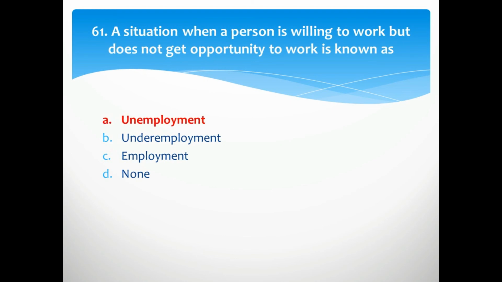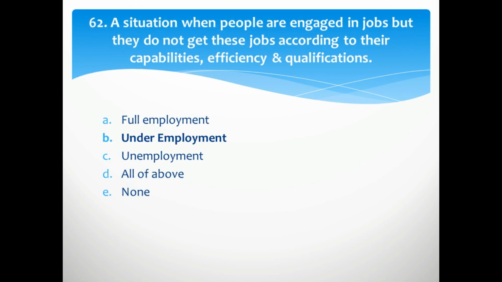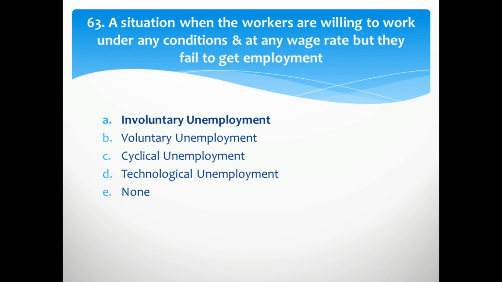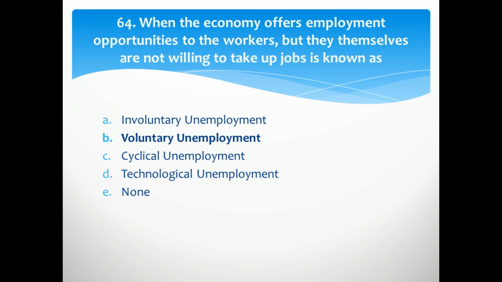These are various types of employment, and I have written these in MCQ form. A situation when people are engaged in jobs but do not get jobs according to their capabilities, efficiency and qualifications is known as underemployment. B is the right option. A situation when workers are willing to work under any conditions and at any wage rate but fail to get employment is known as involuntary unemployment. The right option is involuntary unemployment. It is not the employees' fault that they are not availing employment, whereas voluntary unemployment is done deliberately.